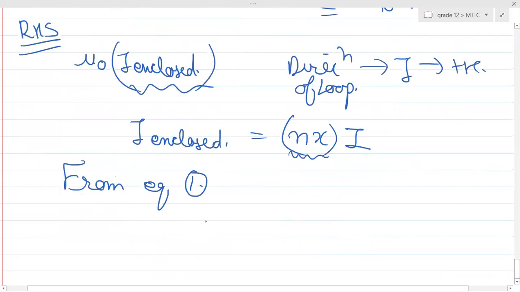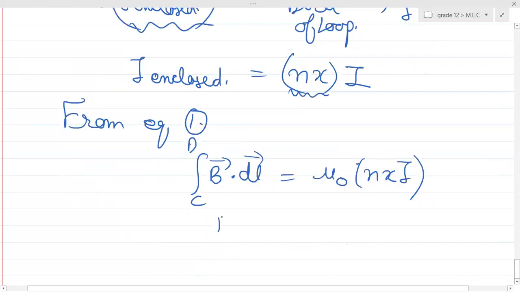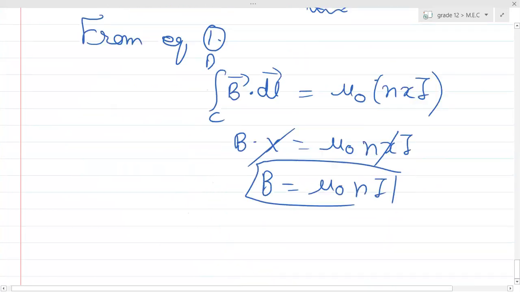summation of B dot dl from C to D is equal to mu naught into n into x into I, and from here I write B into x is equal to mu naught n into x into I. So can you see x and x will get cancelled and B is equal to mu naught n I. Is this clear, guys? With the help of Ampere's circuital law, you can just repeat your symmetric cases again.